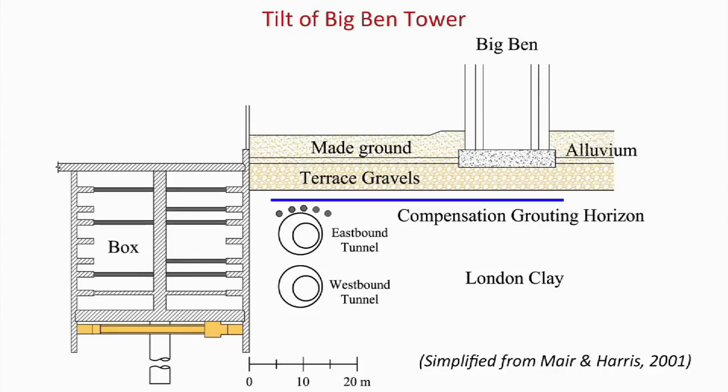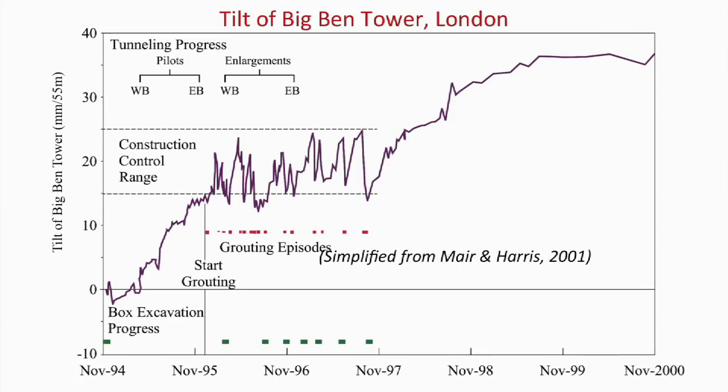And then they control, in the manner that I mentioned is what you should do, in this case, the inclinations. So you have some information here. In the lower part, you have the progress of the box excavations. Each one of these points in green corresponds to some work being done there. And here you have the construction of the tunnels.